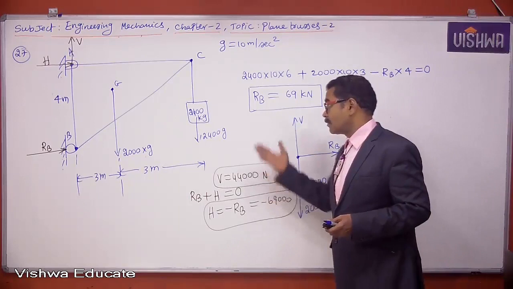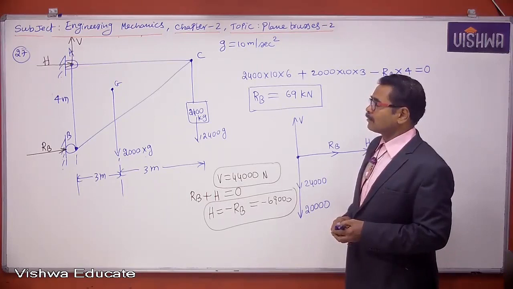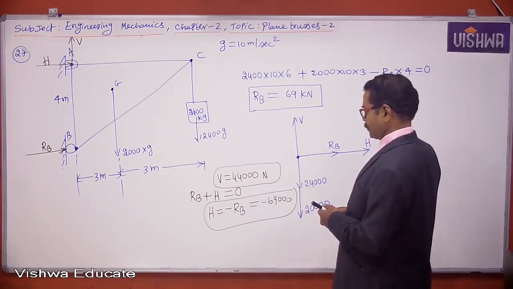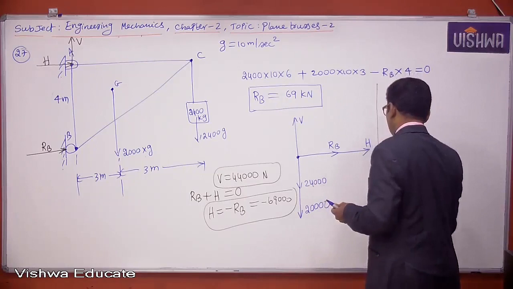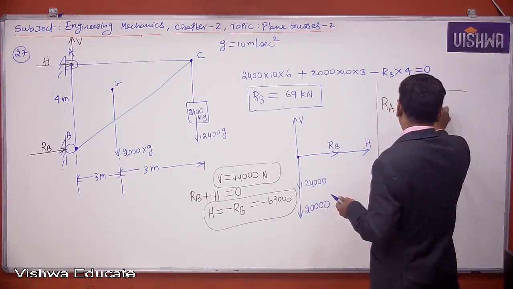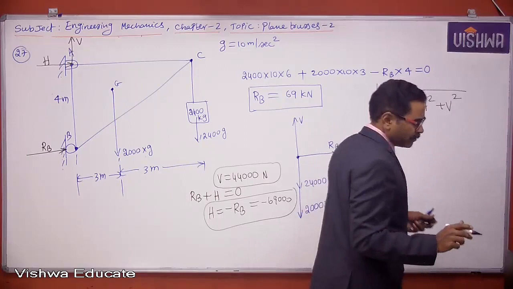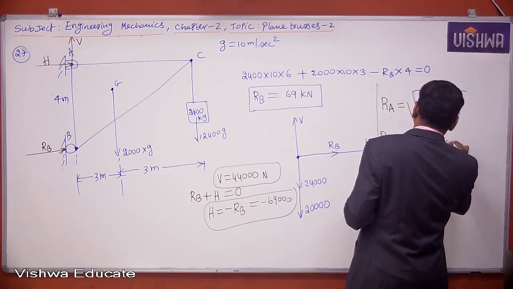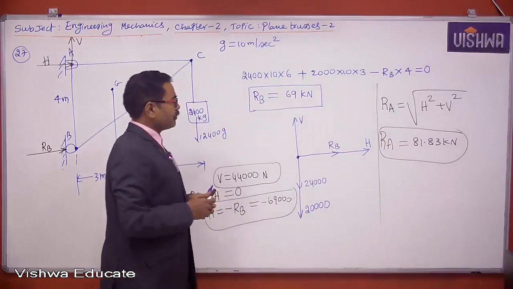Now, two forces are acting about joint A. H is acting, V is acting. How do you find the resultant force? I am writing here, the resultant reaction about A is equal to the square root of H square plus V square. Then RA, if you simplify this, is 81.83 kilonewtons. So the total reaction about A is 81.83. The total reaction about B is 69 kilonewtons. Please copy.